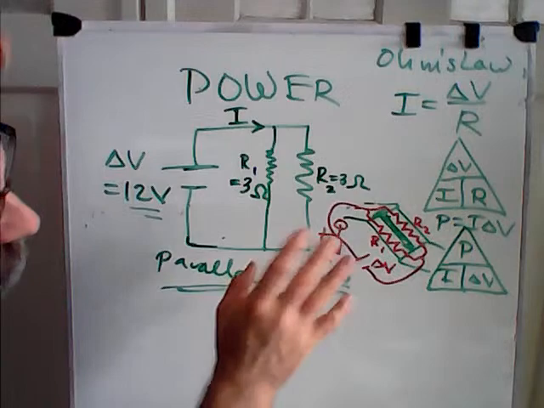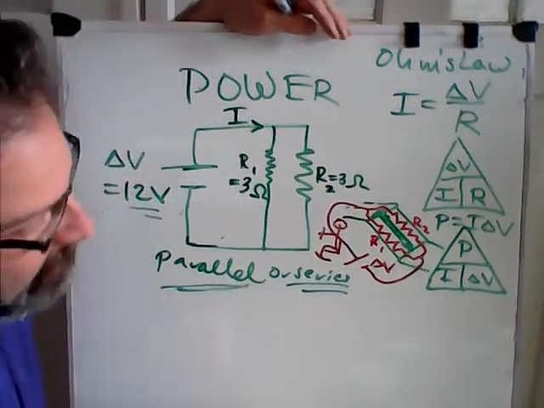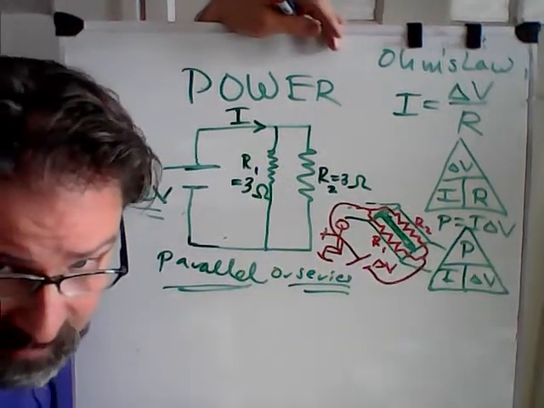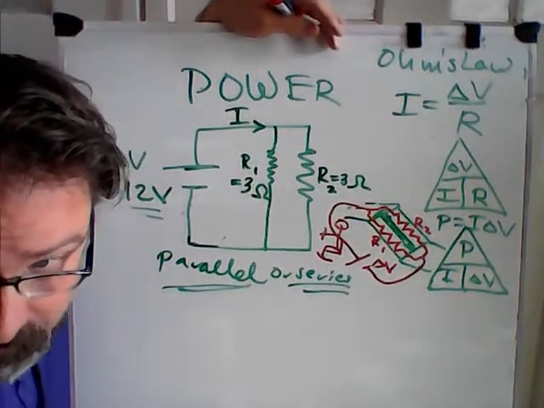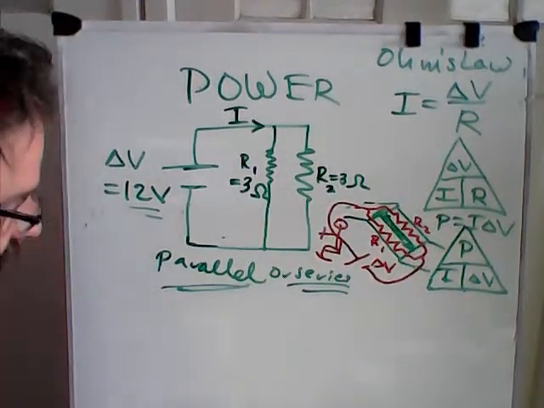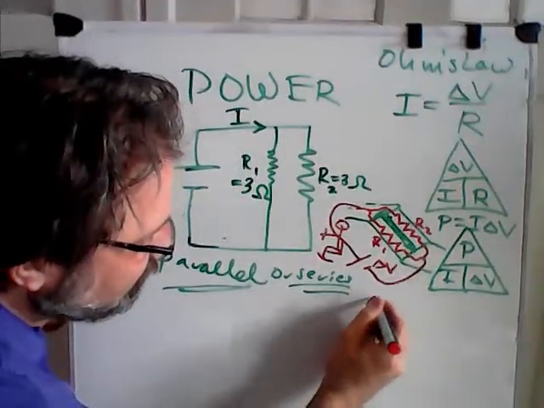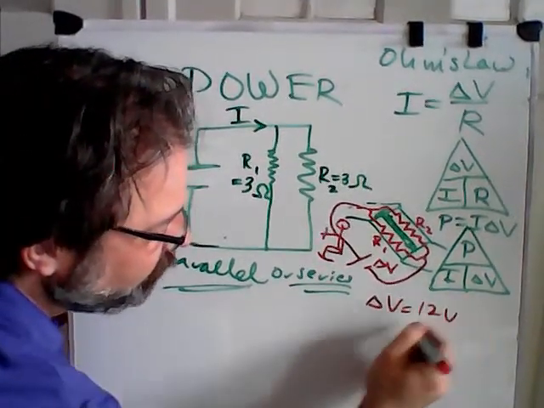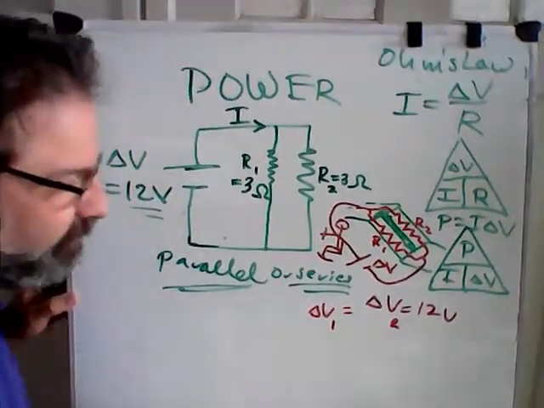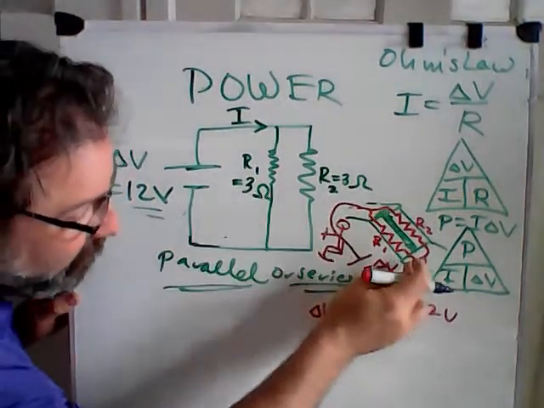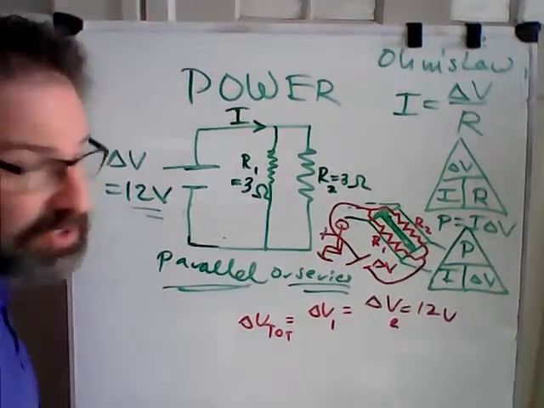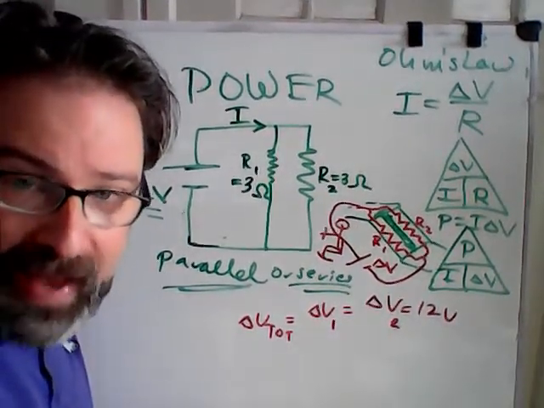So just repeating a little bit here. The ski lift lifts you to the top of the mountain, and the height of the mountain is measured in volts. Oh, got it. Okay, good. Both come down 12 volts. Excellent. So we have delta V equal to 12 volts for R1, and it's also equal to 12 volts for R2, and that's equal to the total voltage provided by the battery.